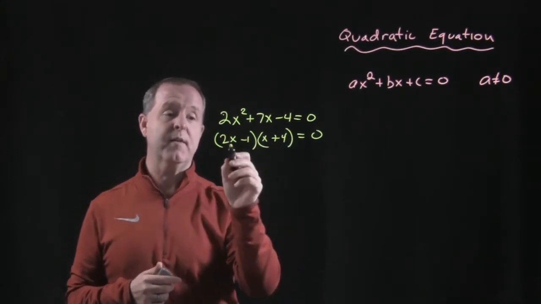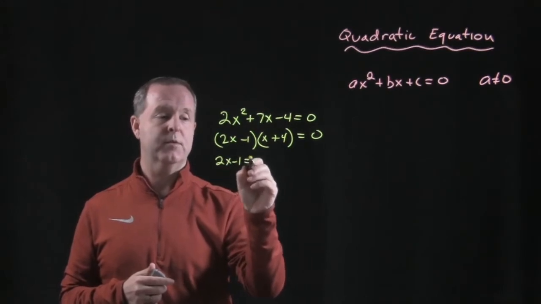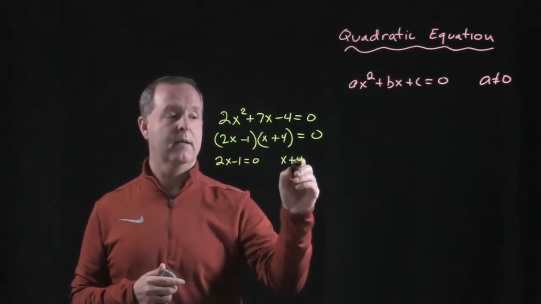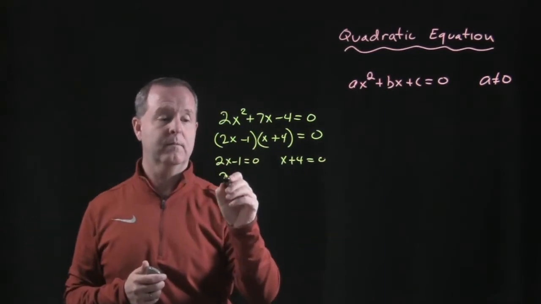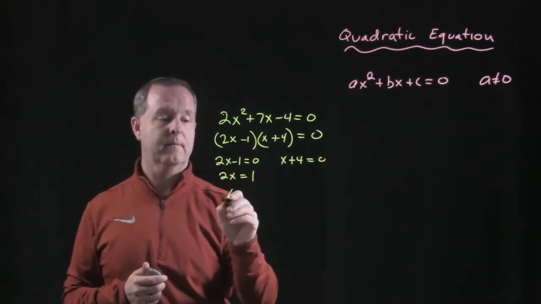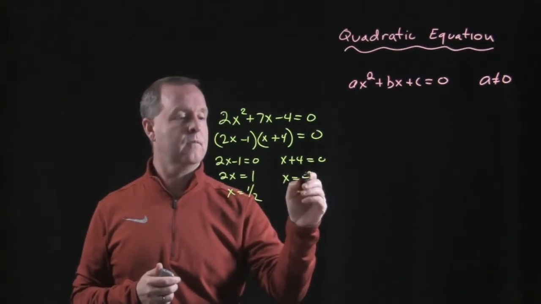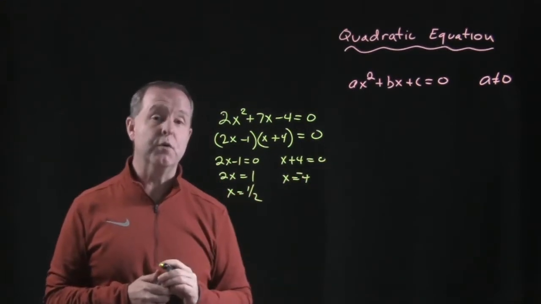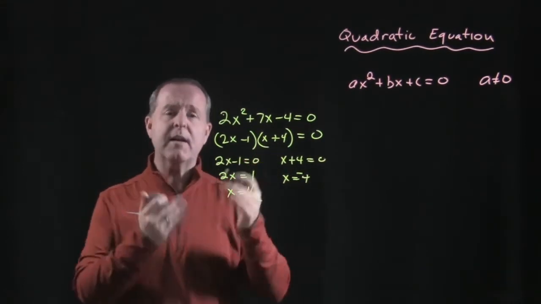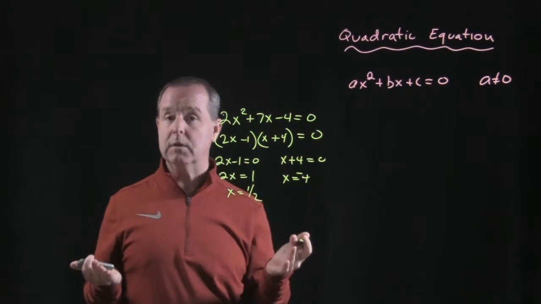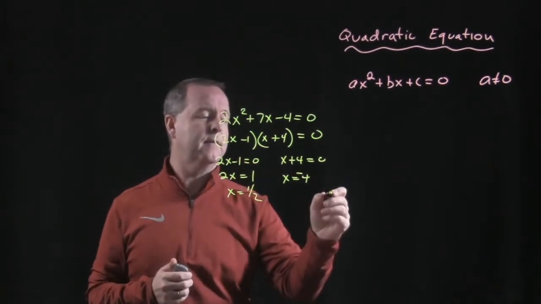For this to be true, either 2x minus 1 has to equal 0, or x plus 4 has to equal 0. And then we solve for what x values those are true. It looks like it's true for x equals 1/2 or x equals -4. So we found out that this quadratic has two solutions, and that those two solutions represent points on a graph.